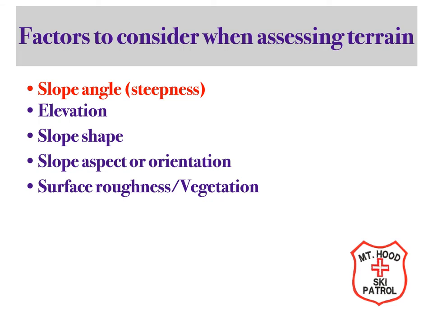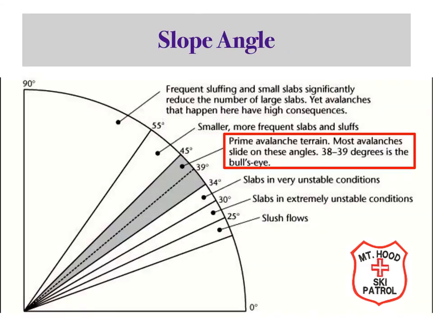Let's begin by discussing the factors that will determine if specific terrain is capable of producing an avalanche. The most critical factor is the slope angle or steepness of the terrain. Please note that this is not the average slope angle of a large slope, but local isolated areas of increased slope angle, such as the downhill slope on a snow pillow, where increased shear stresses can result in weak layer failure. Other factors include elevation, slope shape, slope aspect, and surface roughness. We will discuss each of these in detail in the following slides.